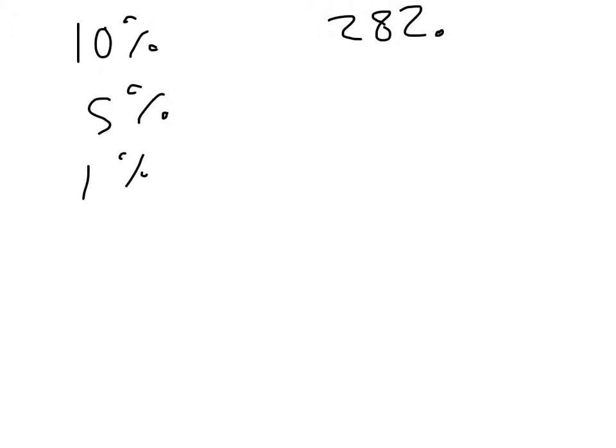Or one really quick way you could do this is when you divide by 10, it's the same as moving the decimal place over one place value. So 1/10 of 282 would be 28.2 lobsters in this example.